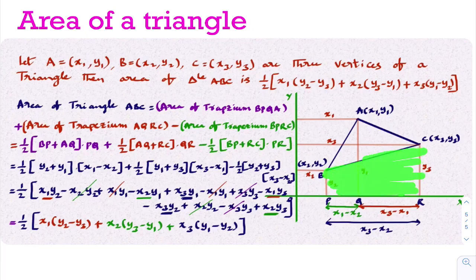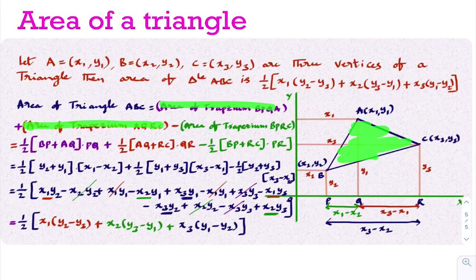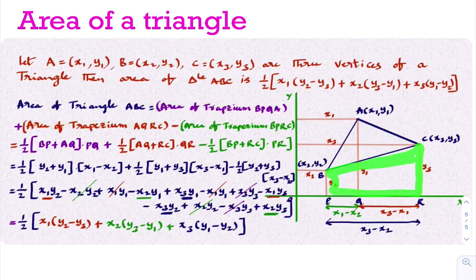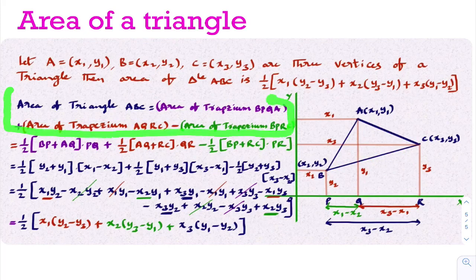Please try to understand. In the first one, when I add this and this, I am getting the area of this part. From this full area, if I remove the area of trapezium BQRC, what will be remaining? The remaining one is the area of triangle ABC only. I hope you understand this point that I have written here.